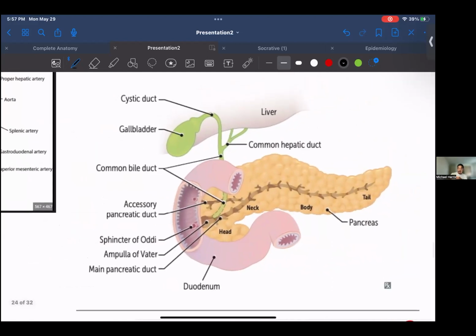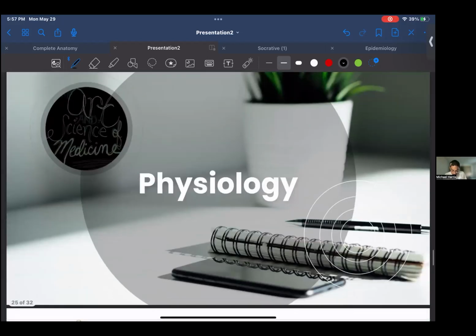This here is the pancreas. We've already touched on what the pancreas is with the main pancreatic duct and the accessory pancreatic duct. You also have the gallbladder here that drains into the common bile duct via the cystic duct. The cystic duct and the common hepatic duct fuse together to form this common bile duct. And lastly, this enters the ampulla of Vater, which then enters the duodenum. That's blood flow. That's bile flow. That's pancreatic flow. Any questions about the anatomy before we move on to the physiology?